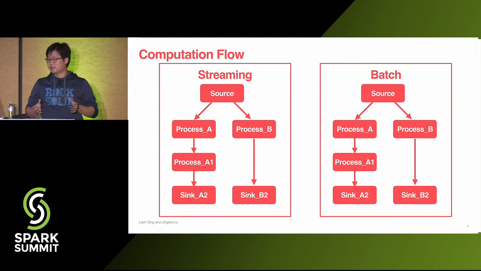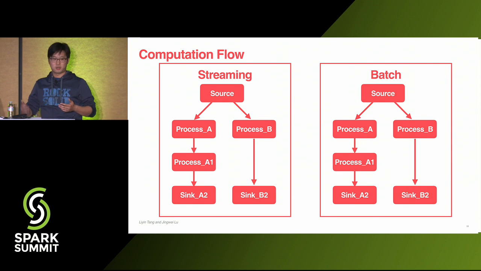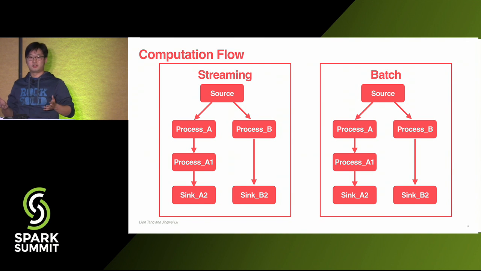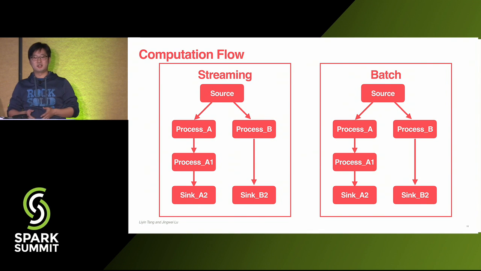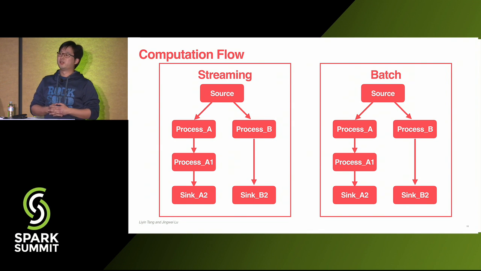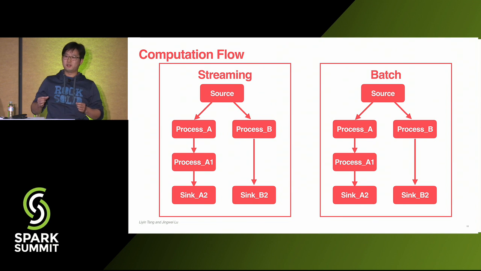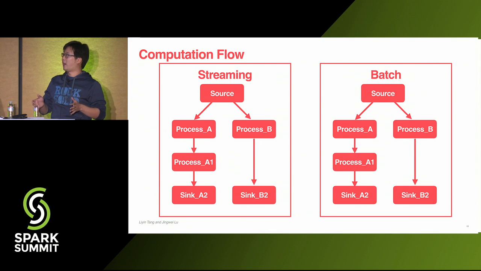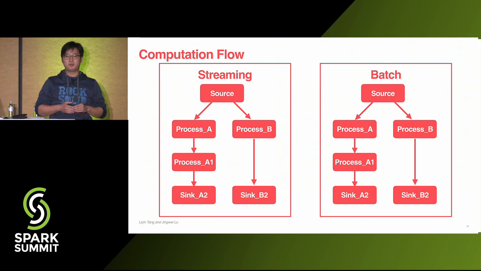In addition to that, the user can specify multiple steps or multiple stages of process and sinks. Each result of this process can be written to different sinks. So as you can see, it's a DAG-like dependency. It's a computation flow. So it's not only the process logic, the process operator itself will be unified for both streaming and batch. Actually, the entire pipeline, the entire computation flow can be shared in both streaming job and batch job.